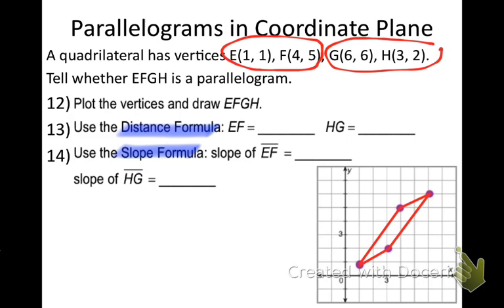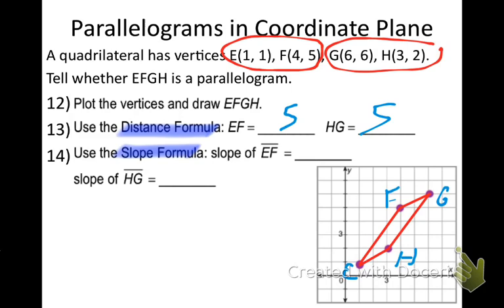Using that information, find the distance between EF and HG, and then find the slope of EF and HG. Take a couple seconds to find both. Look at this now. What is the distance from E to F going to be? What's my distance, Trevor? The distance is 5. What's the distance from H to G? That is 5 as well.